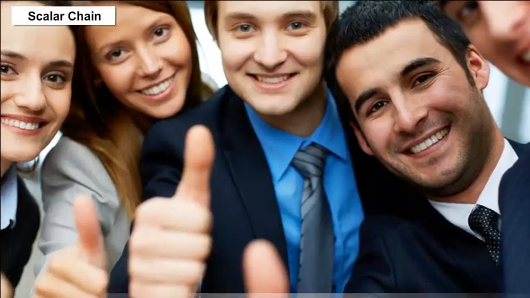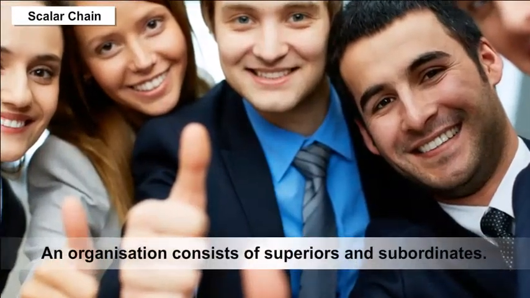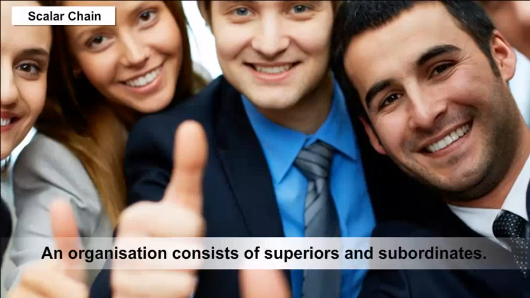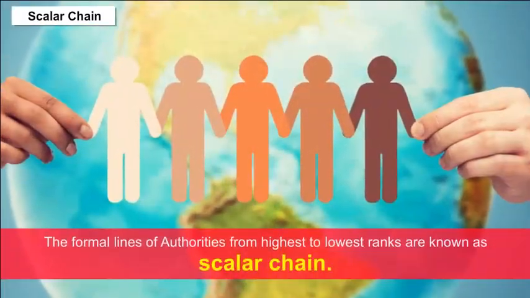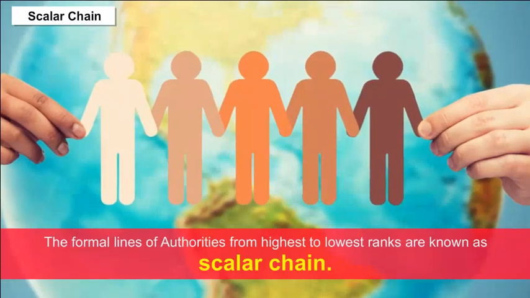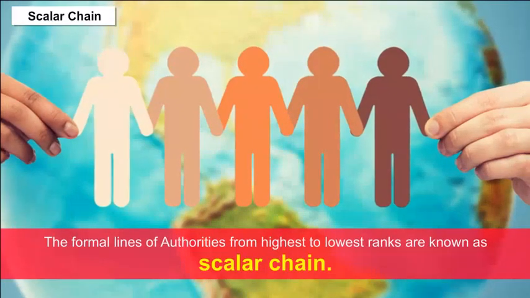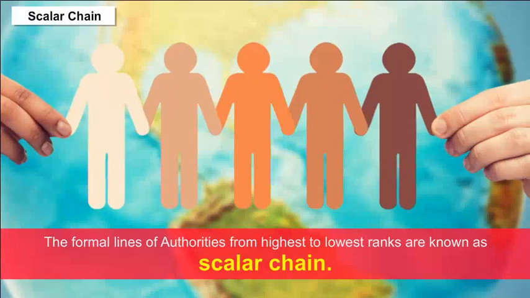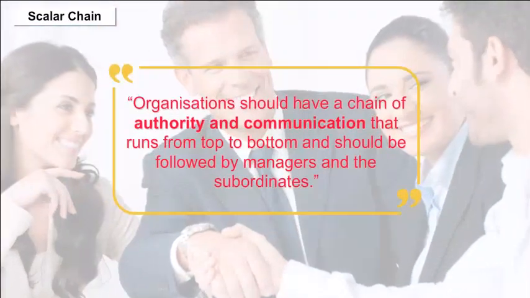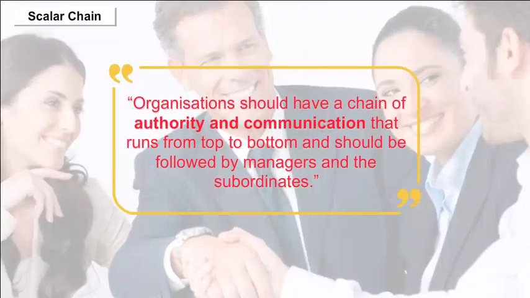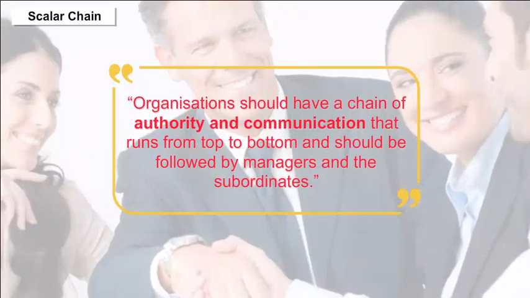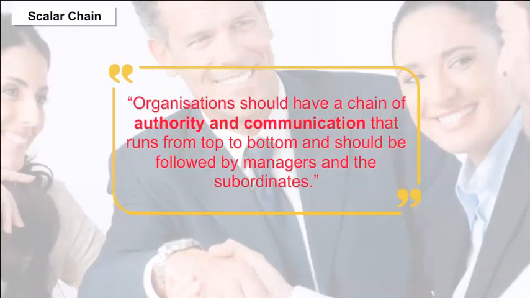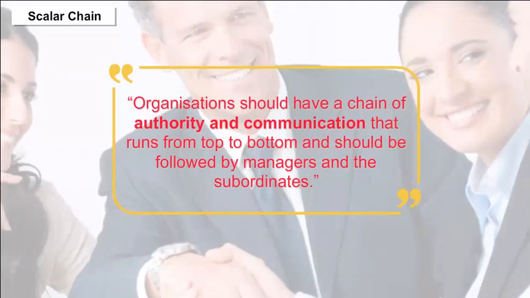Scalar chain. An organization consists of superiors and subordinates. The formal lines of authority from highest to lowest ranks are known as the scalar chain. According to Fayol, organizations should have a chain of authority and communication that runs from top to bottom and should be followed by managers and the subordinates.